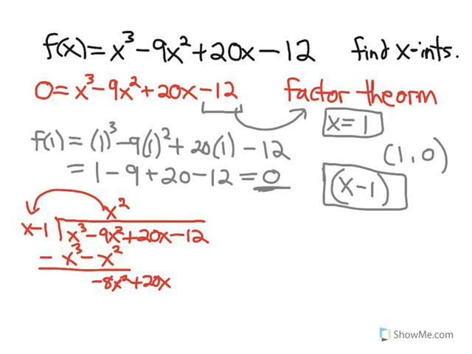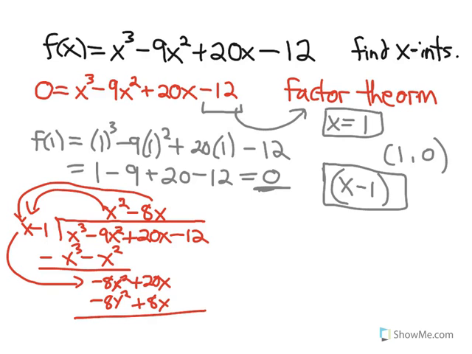Now do the same thing. Now the x into the negative 8x squared goes negative 8x times. Multiply it back. We get negative 8x squared plus 8x. And then we're going to subtract.